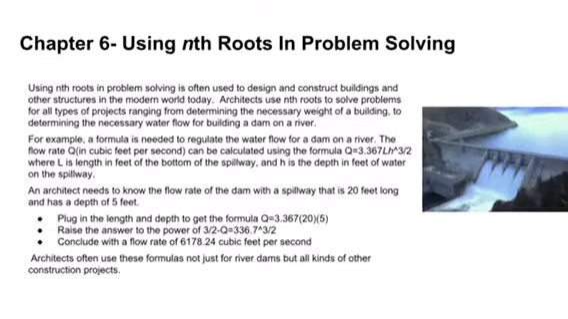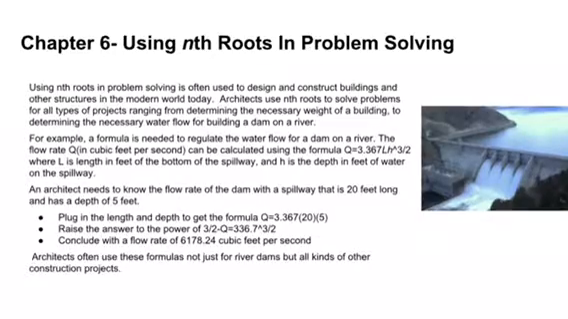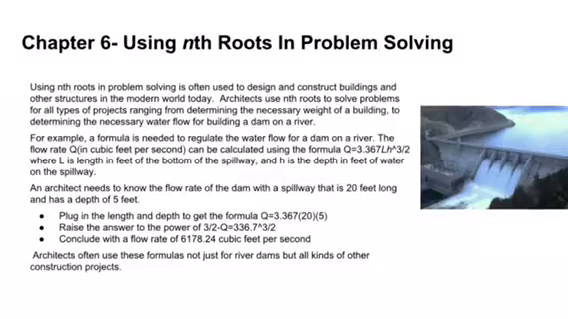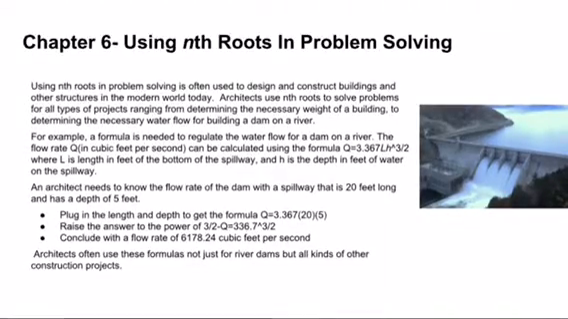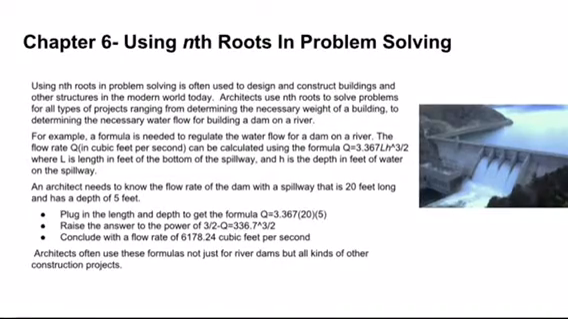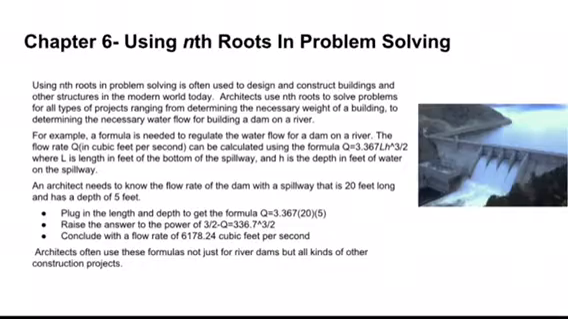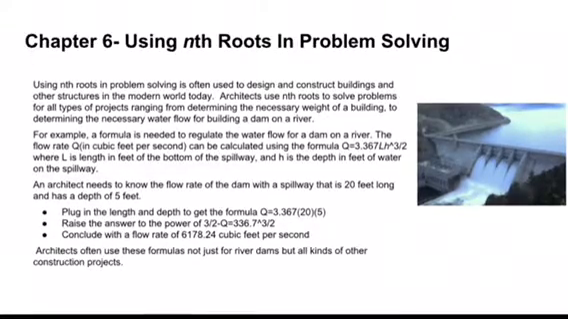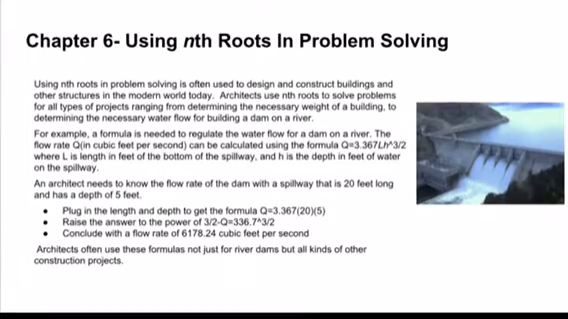First, plug in the length and depth to get the formula Q equals 3.367 times 20 times 5. Raise the answer to the power of 3/2 to get Q equals 336.7 raised to the 3/2. Conclude with a flow rate of 6,178.24 cubic feet per second. Architects often use these formulas not just for river dams, but for all kinds of other construction projects.